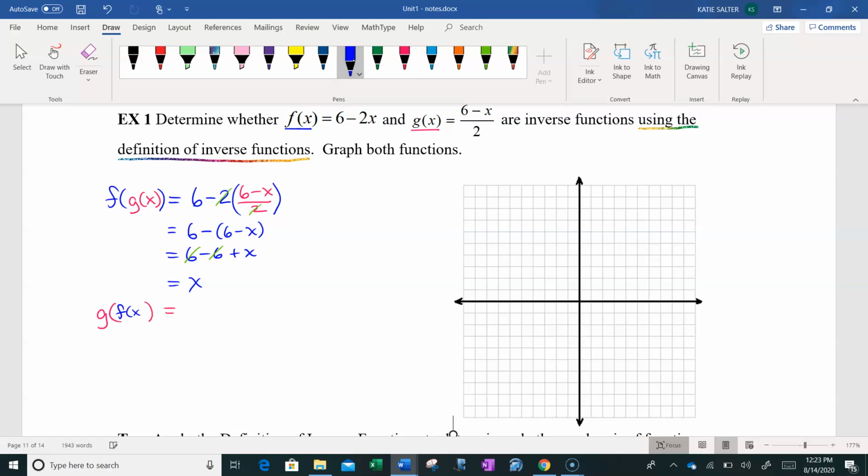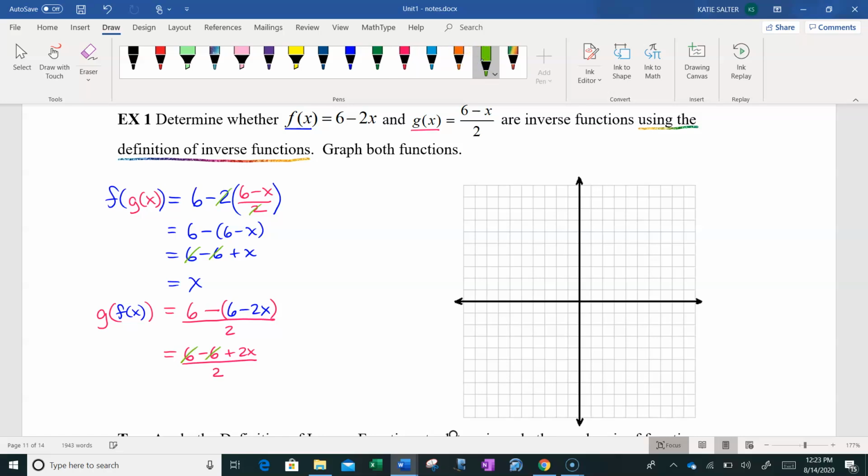So what that means is we're going to take our f of x function and substitute it into the g function. So that is going to give us 6 minus, here's our x, so that's where we're going to replace it with f of x, which is 6 minus 2x, all divided by 2. And then use your order of operations to simplify this. So in the numerator, we're going to have 6 minus 6 plus 2x, because when we subtract a negative, it becomes positive. We've got to distribute that minus through, divided by 2.